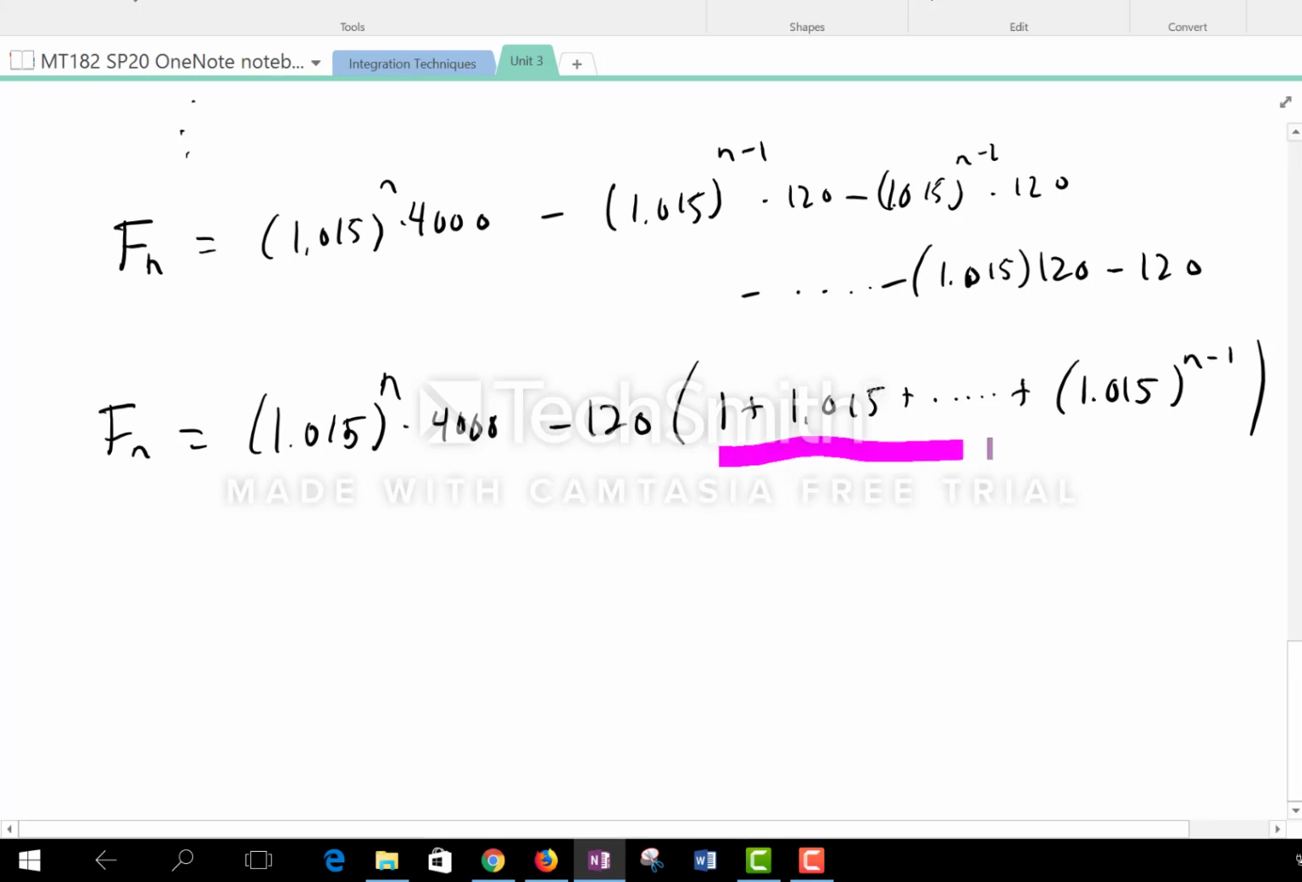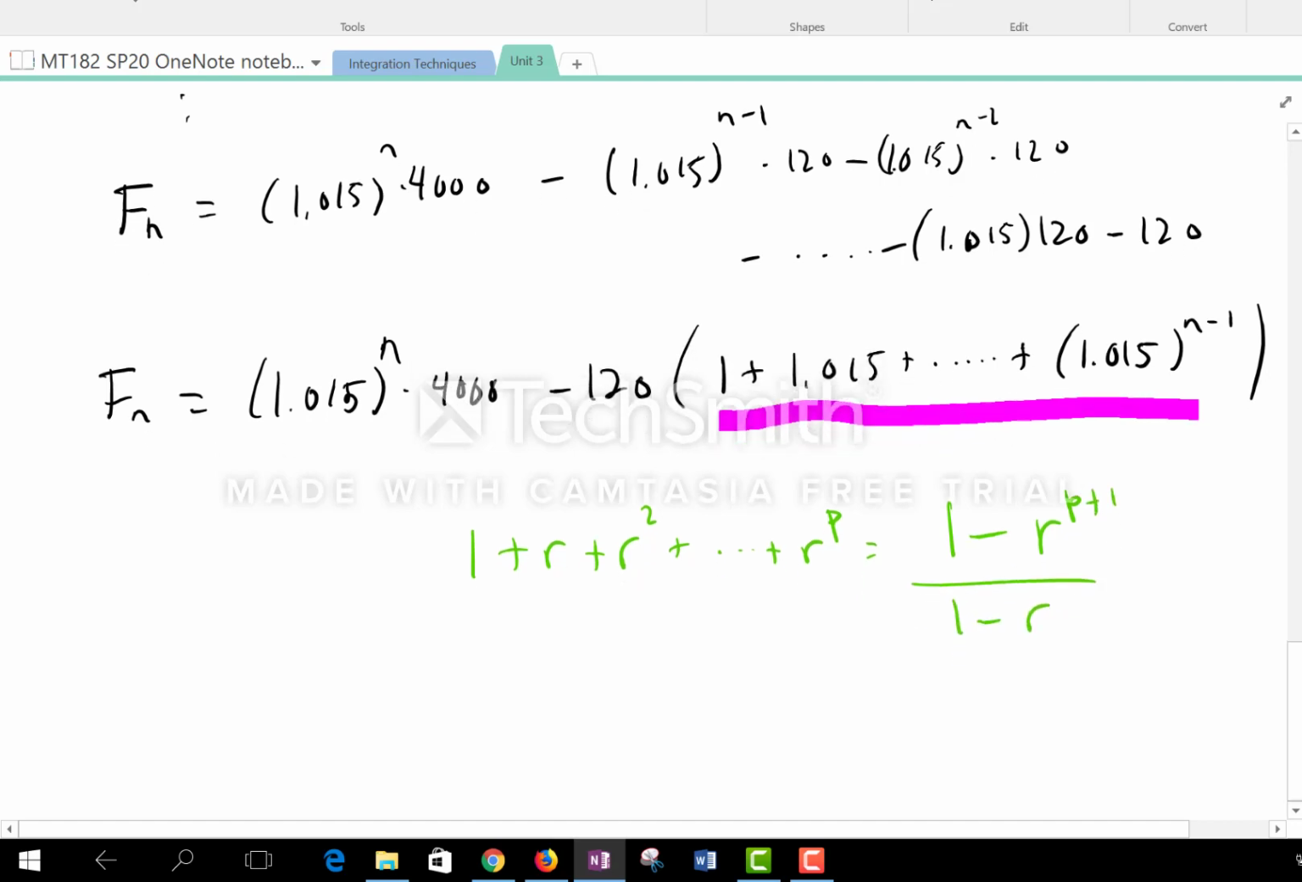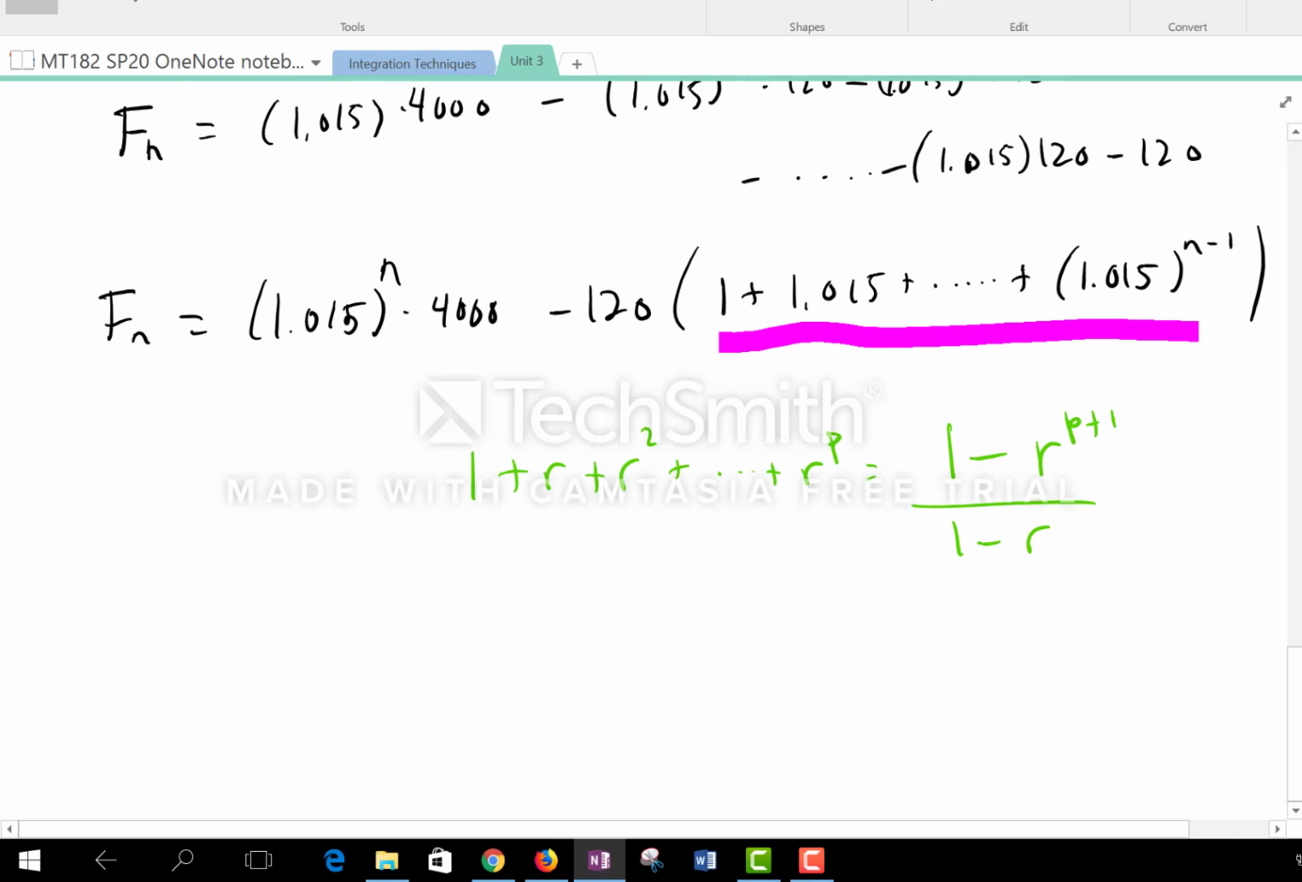Alright, so what we're going to do is apply the finite geometric series formula, which says that if we have 1 plus r plus r squared, our common ratio, up to some given power, we'll call it p, then that's equal to 1 minus r to the p plus first power over 1 minus r. Okay, so that will allow us to get rid of the plus dot dot dot and actually get a closed form expression down here for that. Alright, so let's put that in.